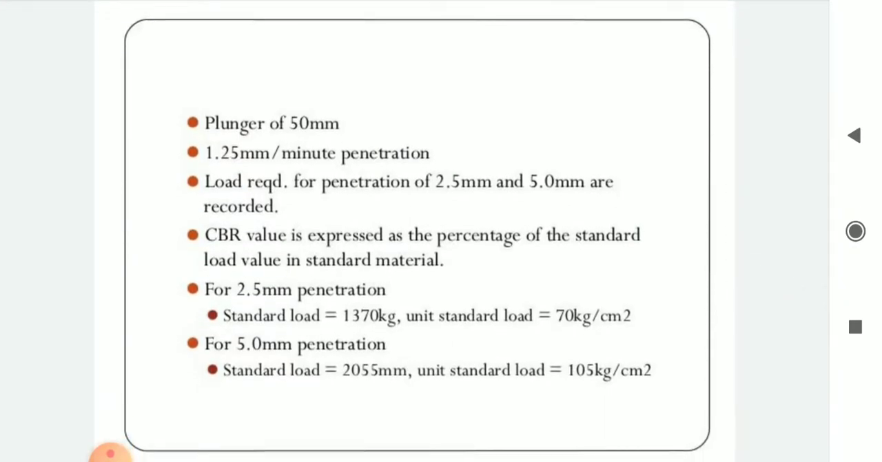A plunger of 50 mm diameter is used, and penetration is done at 1.25 mm per minute. Load required for penetration of 2.5 mm and 5 mm are recorded. CBR value is expressed as the percentage of the standard load value in standard material. For 2.5 mm penetration, standard load is equal to 1370 kg and unit standard load is equal to 70 kg per centimeter square. For 5.0 mm penetration, standard load is equal to 2055 kg. Unit standard load is 105 kg per centimeter square.